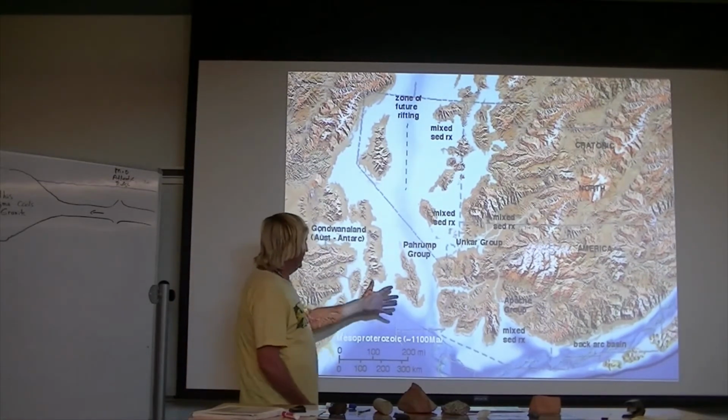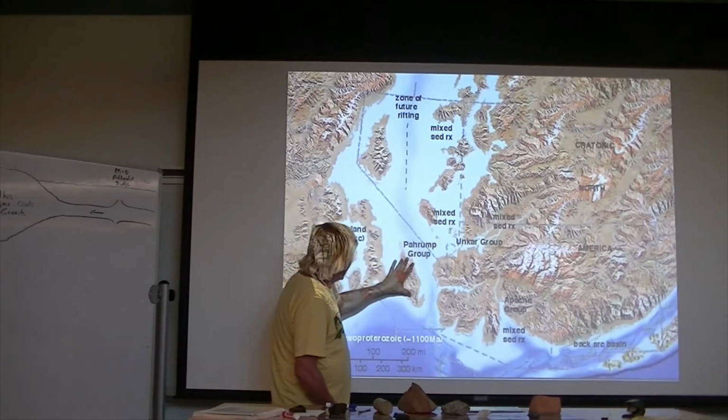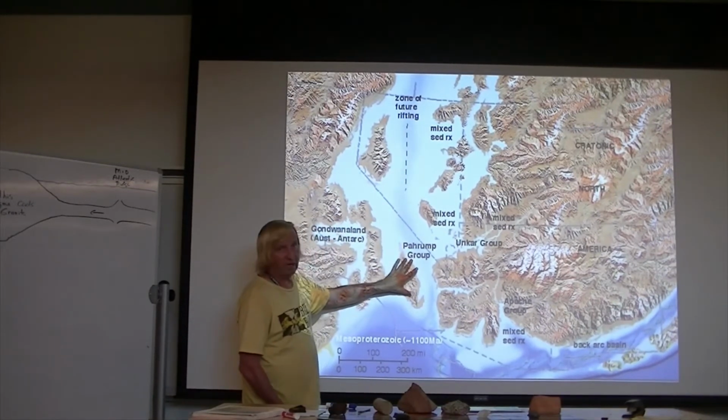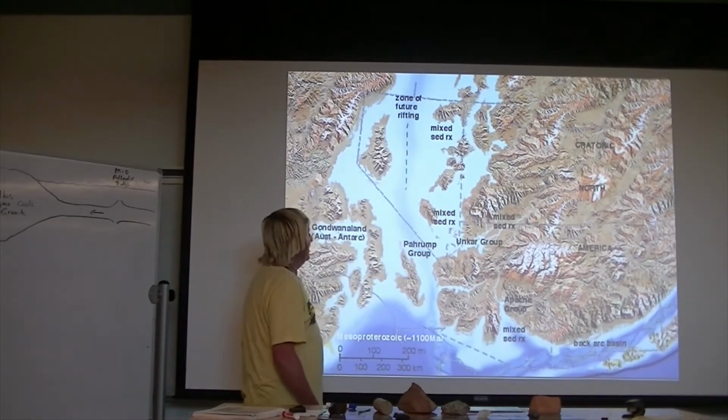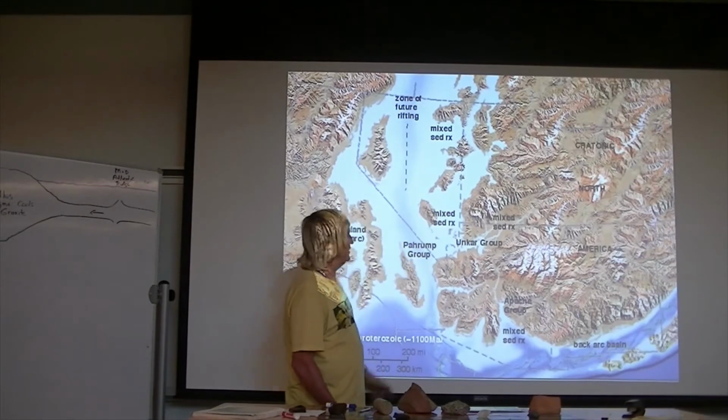This is an interesting group. These are what's called the Pahrump group. Today, these rocks, which were in California, are now way up here. So notice there's mixed up sediments, so this area really gets mixed up.